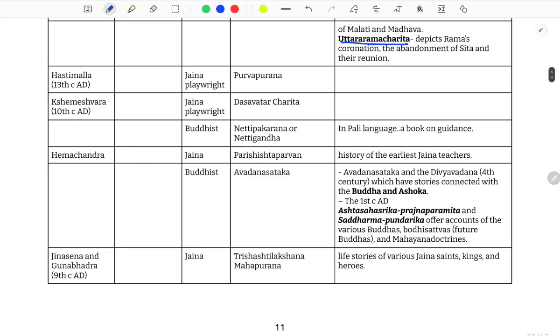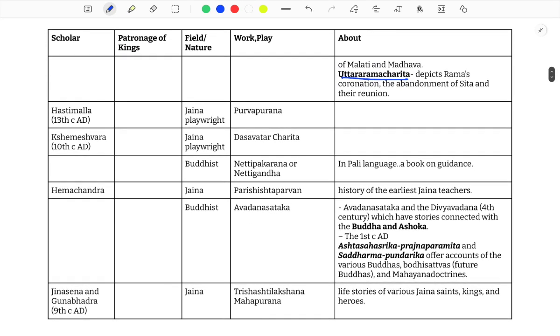Hasti Malla, Jain playwright, and one of the prominent works of Hasti Malla is Purva Purana. Shemeshwara, around 10th century AD, was a scholar, a Jain playwright basically. Dashavtar Charita is a prominent work by Shemeshwara.